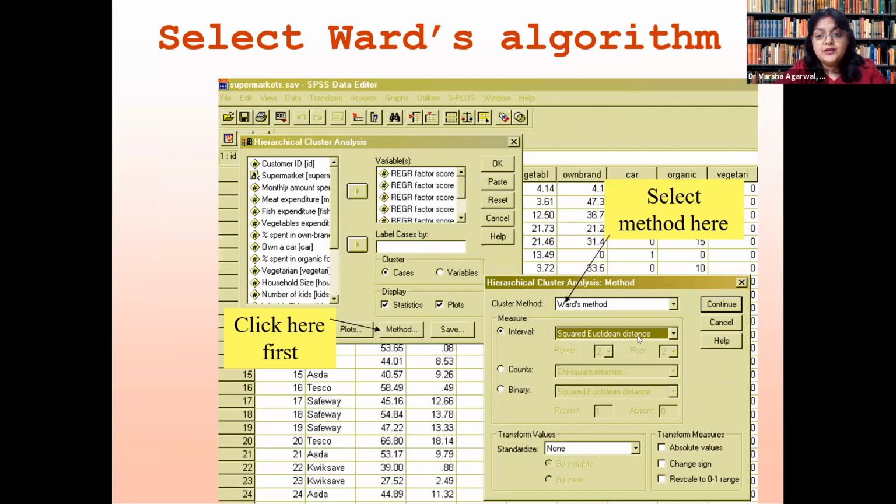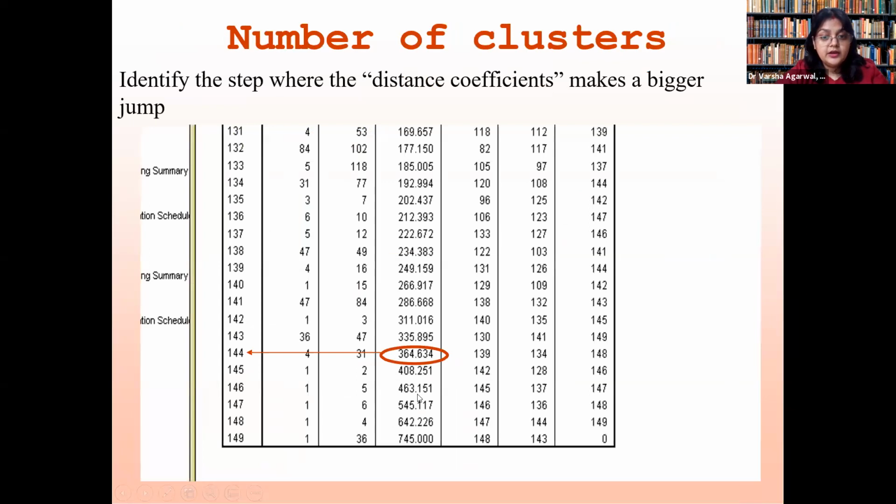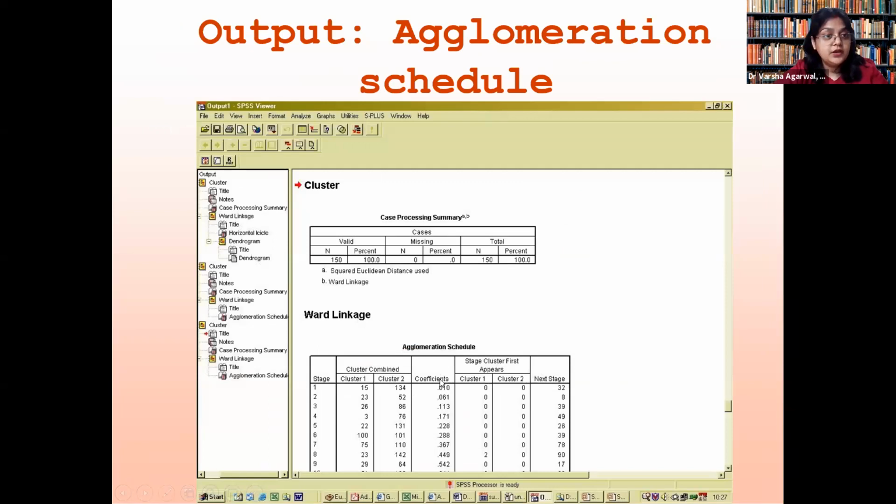And this is the interval which we have chosen, squared Euclidean distance, on which basis clusters will be formed. So this is the distance which we will be taking care of. Okay. And once you do this, this kind of output window comes. So case processing summary, and then agglomeration schedule will come, and this is the same table generated. In this table, you need to look for the elbow point. Wherever you have a larger gap, that is your elbow point. Based on that, you need to see the number of clusters.